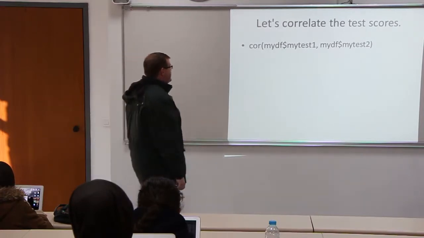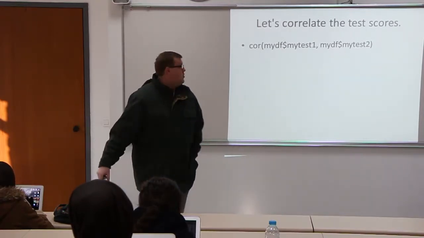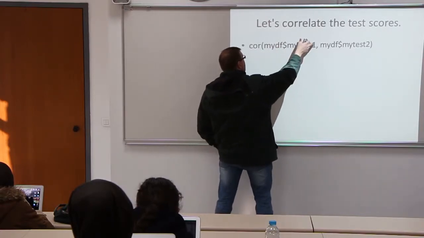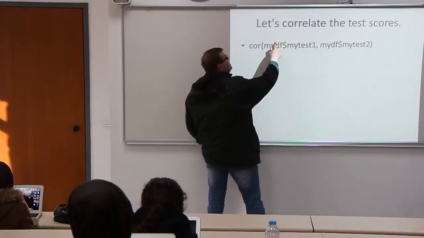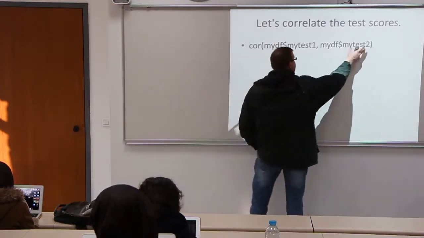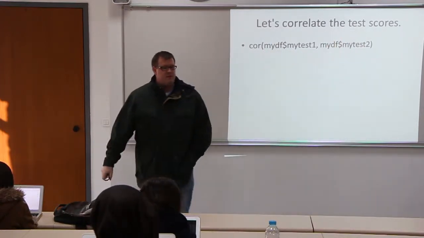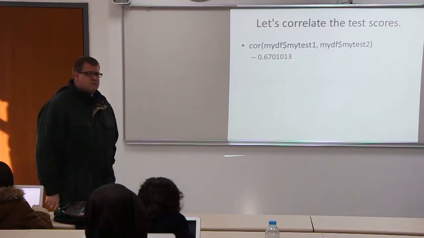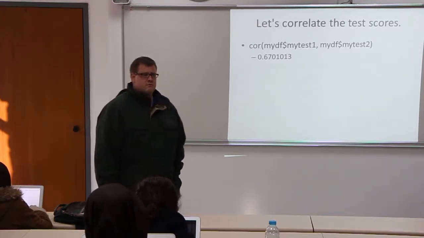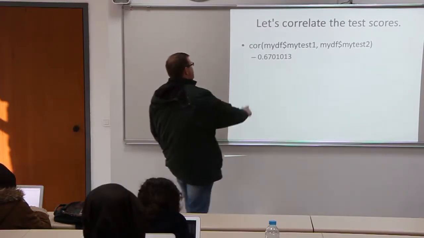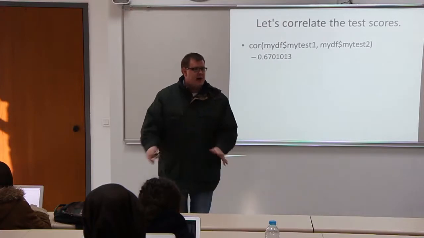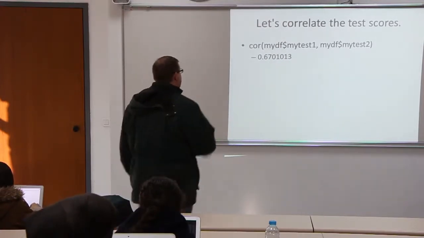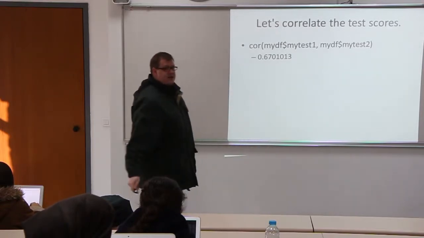Now let's correlate the test scores. So cor(myDF$myTest1, myDF$myTest2). So we're going to correlate the test 1 scores in your data frame named myDF with the test 2 scores in your data frame. You should get 0.67. What if you had attached myDF? If you said attach myDF, what could you have done differently? Yeah, you could have just said cor(myTest1, myTest2).